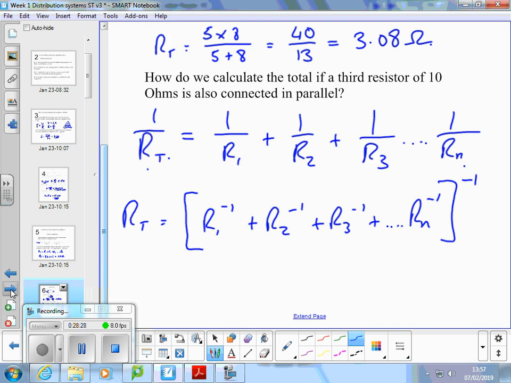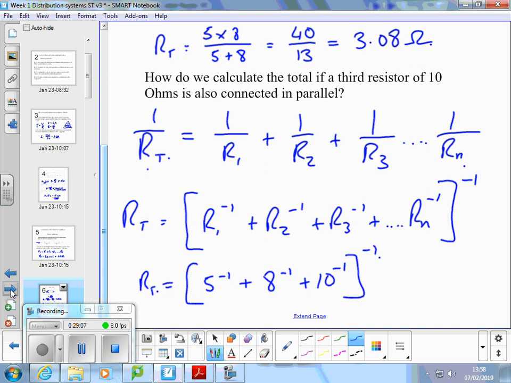You use whatever method you like, but if you use this one, when you press equals at the end of doing that bit, you must do x to the minus 1 on the answer to get the proper actual answer, because that says 1 over RT is equal to it. So in the case of the example we've got, RT is equal to 5 to the minus 1 plus 8 to the minus 1 plus 10 to the minus 1, all to the minus 1.